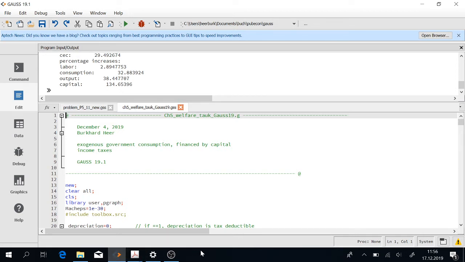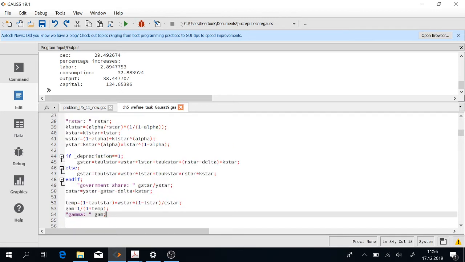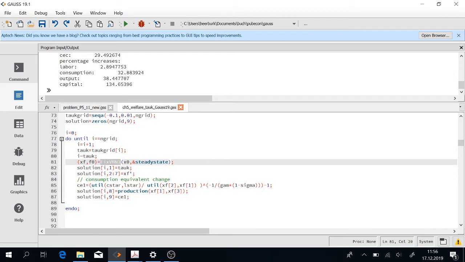So first thing you do is to see if this program works, and therefore I would like you to also download the toolbox.src into the same directory. In this toolbox we have saved the nonlinear equation solver, so this has the name fixvmn1, which solves nonlinear equation problems.